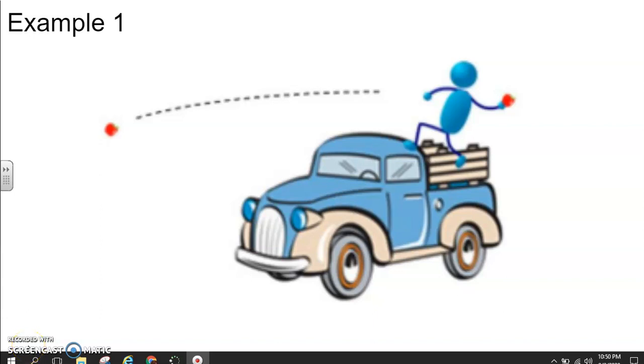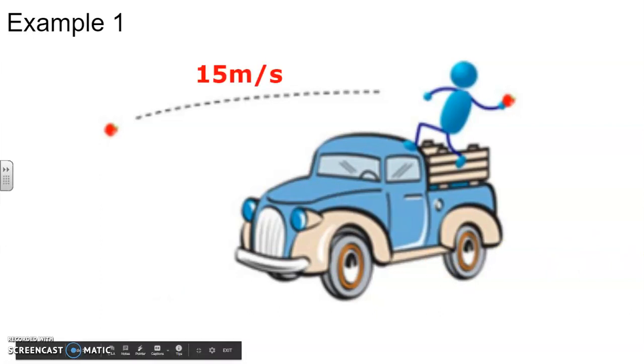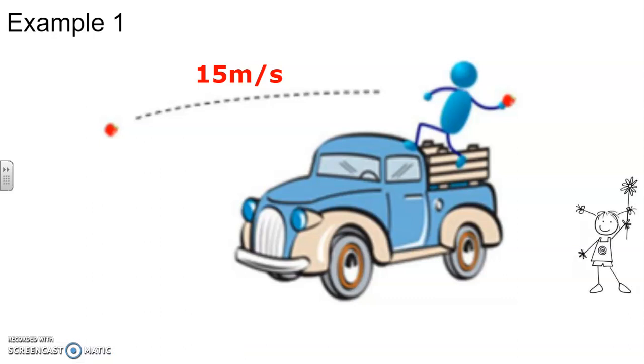Let's say that I am standing on the back of a pickup truck that is not moving, and I am throwing apples forwards. I know that I can throw an apple at exactly 15 meters per second every time. If a person were standing on the sidewalk, how fast would she say that the apples are moving? So remember, I throw at 15 meters per second. She's standing off to the side watching this.